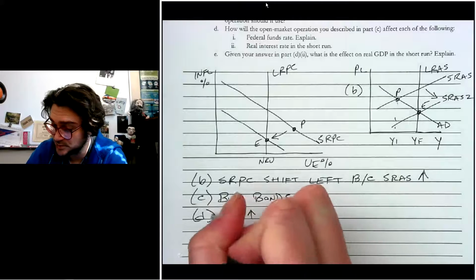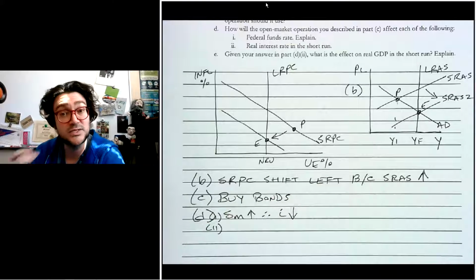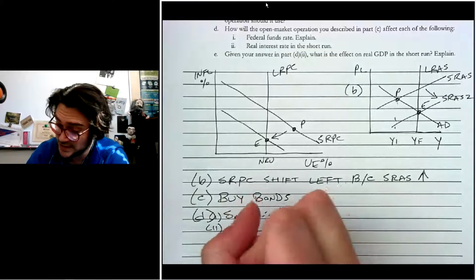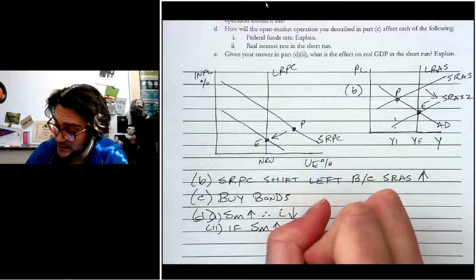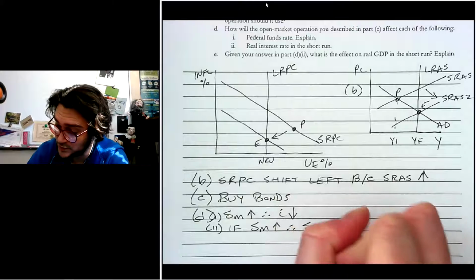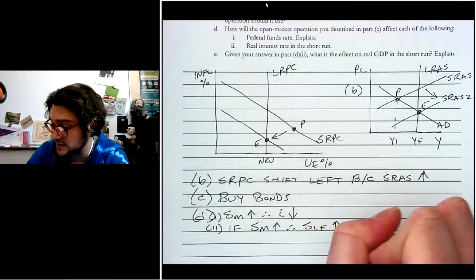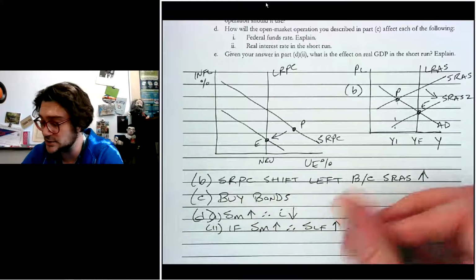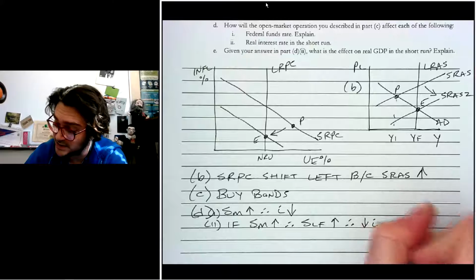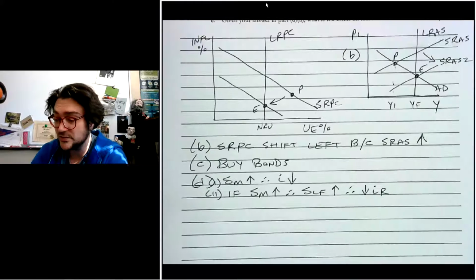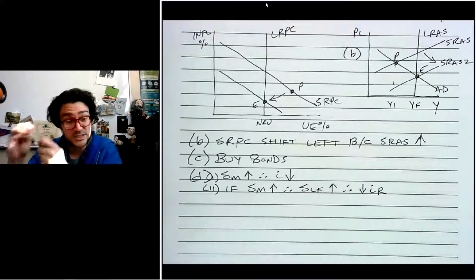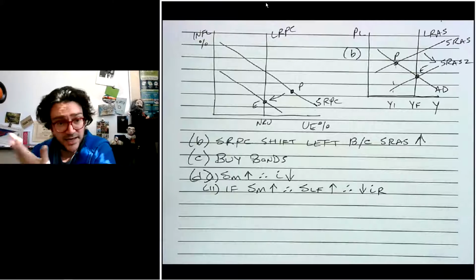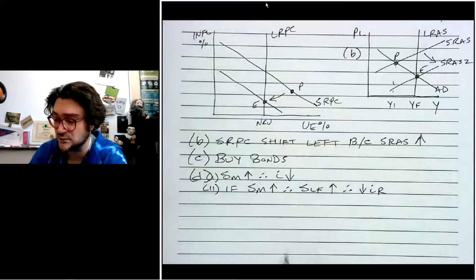D2 says the real interest rate in the short run. If the supply of money is going up, the supply of loanable funds should increase, at least in the short run, and therefore there should be a decrease in the real interest rate. It's the same idea: the supply of money can influence the supply of loanable funds, and that of course affects the real interest rate.